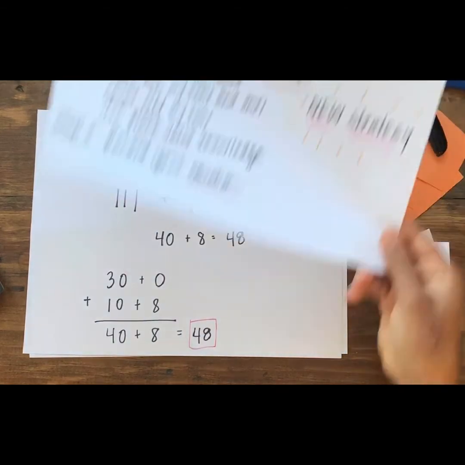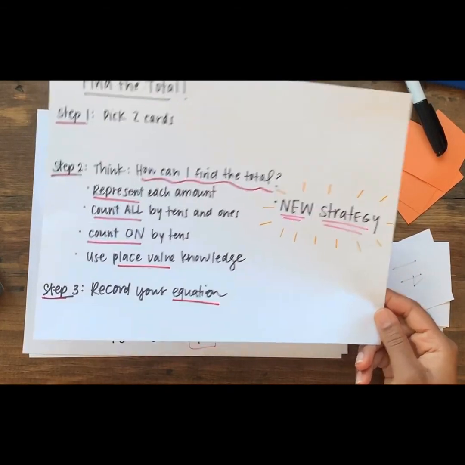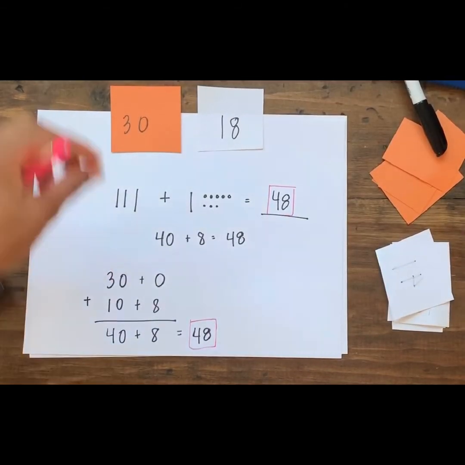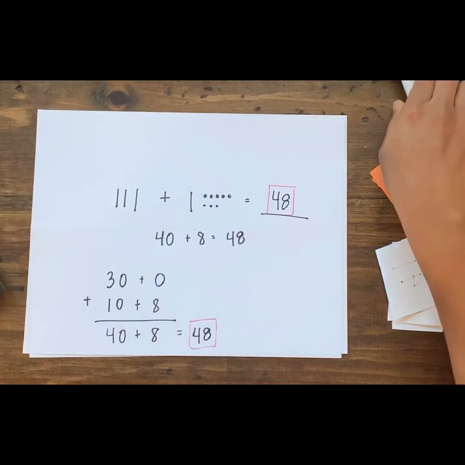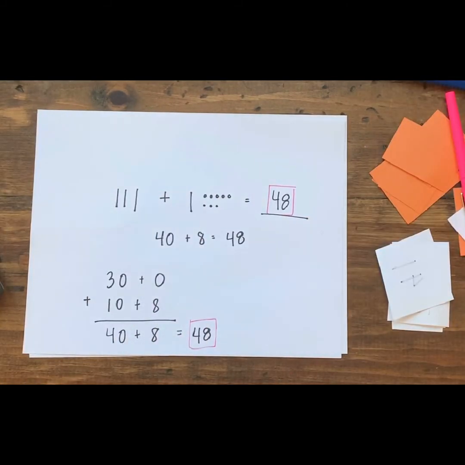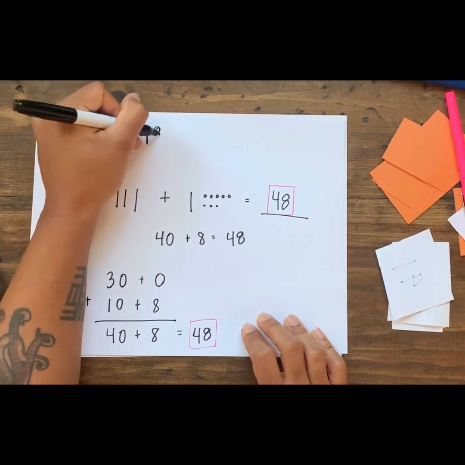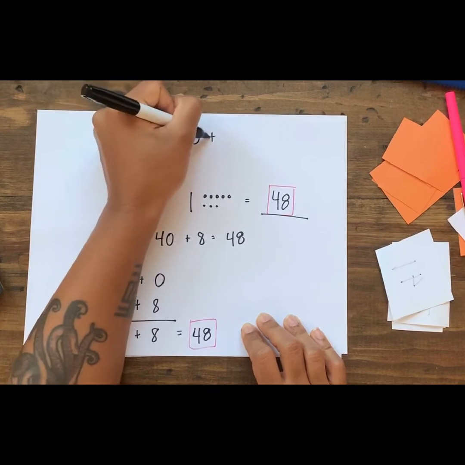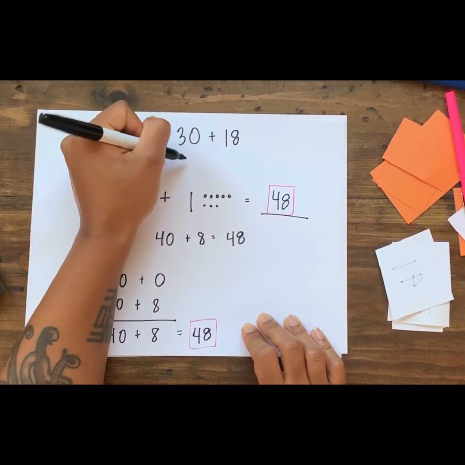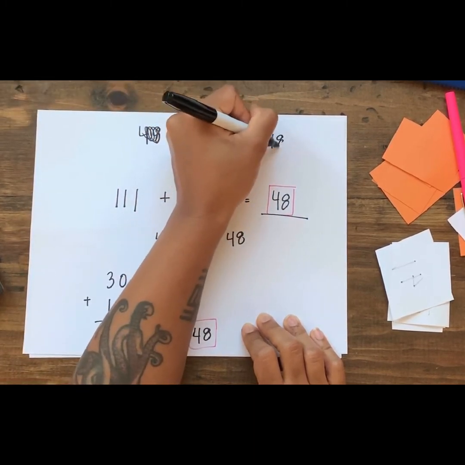Let me check my visual anchor to see what comes next. Oh, that's right. Step 3 is to record our addition with an equation. What equation could we write to represent the addition that we've done so far? Say your equation out loud. Yes, we can write 30 plus 18 because that represents the parts we were putting together, equals 48, our whole.